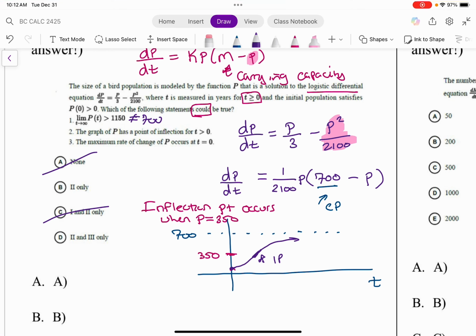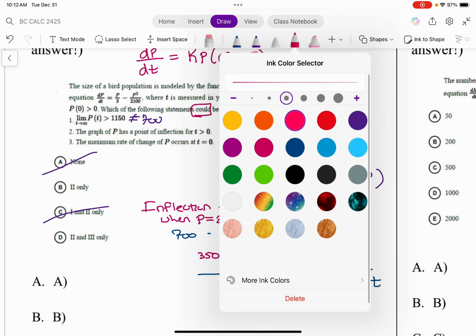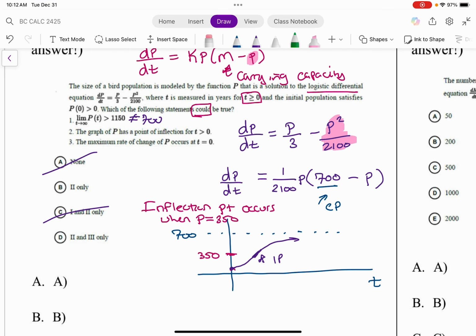The question is 3 also possible? And the thing is, it is. Let me draw this in green. That's asking if the maximum rate of change of p, that is another way of describing the inflection point, right? The maximum rate of change of the population is when the slope of this curve is biggest, which is the inflection point. Is it possible for that to happen right at t equals 0? Yeah, it's possible right at this moment, right? For your logistic differential equation to begin basically at the inflection point.